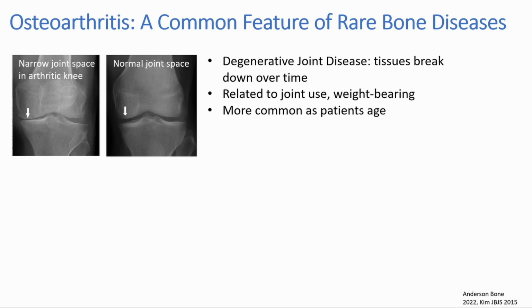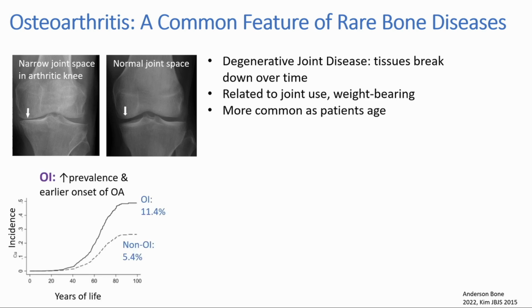Here you can see a typical x-ray finding. In this normal x-ray, this is a knee joint, and you can see there's a fair bit of space between the upper and lower parts of the knee. In this patient with arthritis, this space has broken down over time, and the bones are now grinding together, which can be quite painful. And again, this is quite common as patients age.